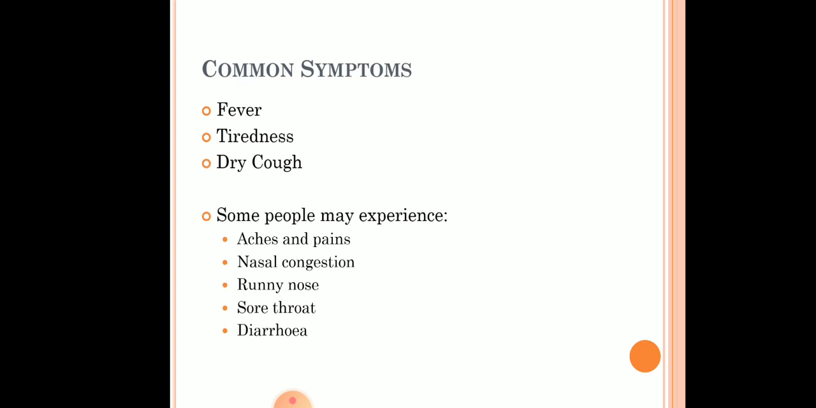And what are the common symptoms of this particular disease? The most common symptoms are fever, tiredness, and dry cough. If you have any of these, you must always seek medical attention. But some people may also experience aches and pains, nasal congestion, runny nose, sore throat, and diarrhea. So these can also be taken as symptoms of COVID-19.